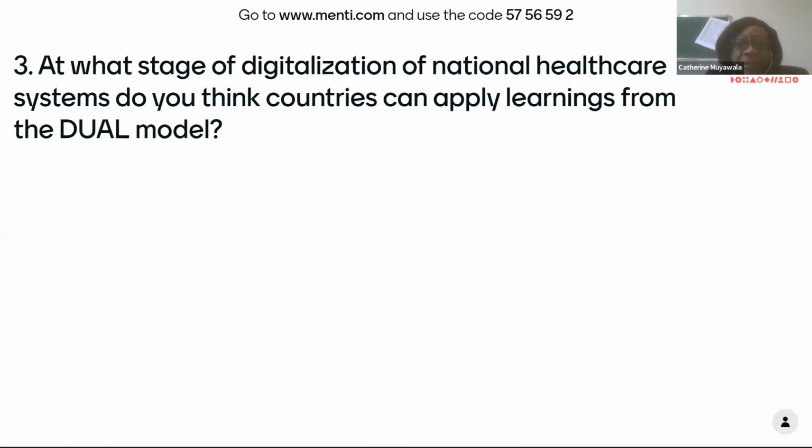Excellent. This is the third and last question. At what stage of digitalization of national healthcare systems do you think countries can apply learnings from the dual model? Do you think this would be in the early stages, somewhere along the way, or right at the end? At what stage of the digitalization of national healthcare systems do you think countries can apply the learnings from the dual model?